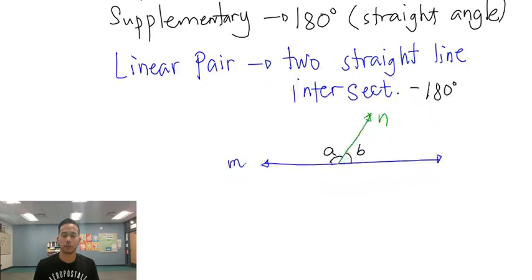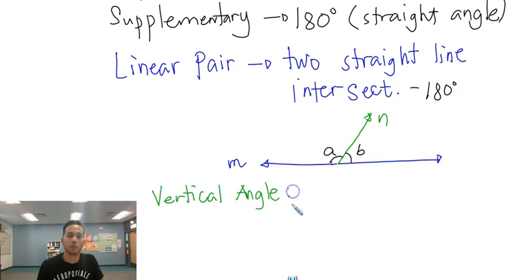Next word would be your vertical angle. Your vertical angle, I'm going to use a green color here. Spelling, vertical angle. This is not the usual term vertical that is up and down. Your vertical angles are angles that are formed and that are opposite each other when two lines intersect. They are always equal.